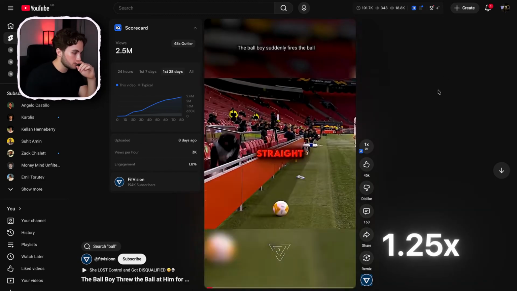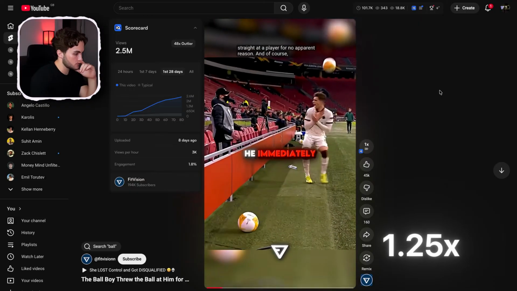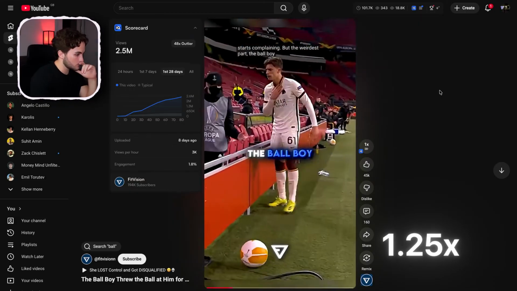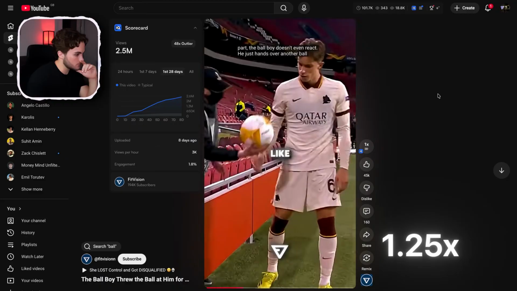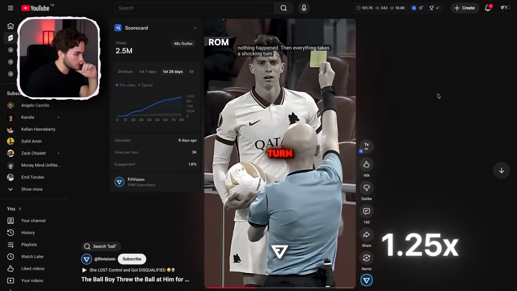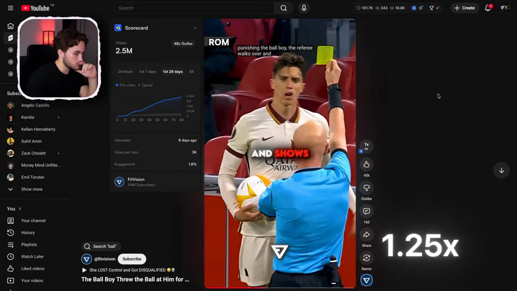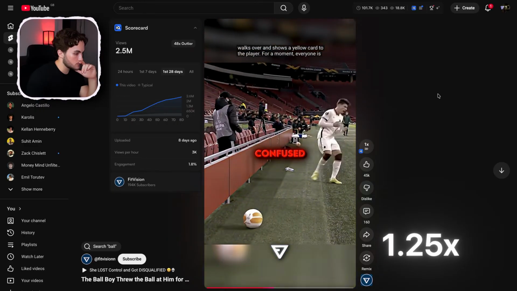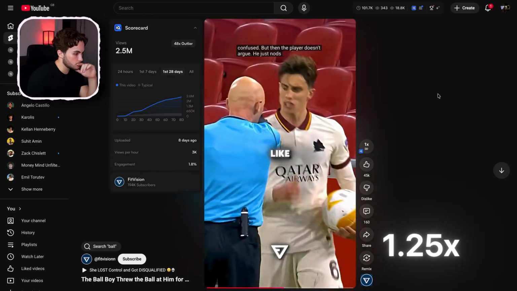Ball boy suddenly fires the ball straight at a player for no apparent reason. And of course, he immediately starts complaining. But the weirdest part, the ball boy doesn't even react. He just hands over another ball like nothing happened. And then everything takes a shocking turn because instead of punishing the ball boy, the referee walks over and shows a yellow card to the player. For a moment, everyone is confused, but then the player doesn't argue. He just nods like he completely understands.